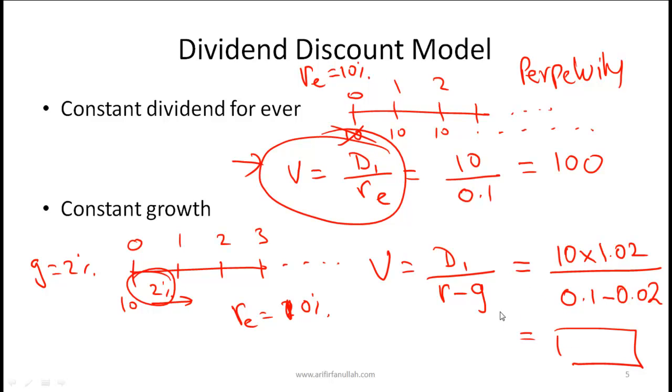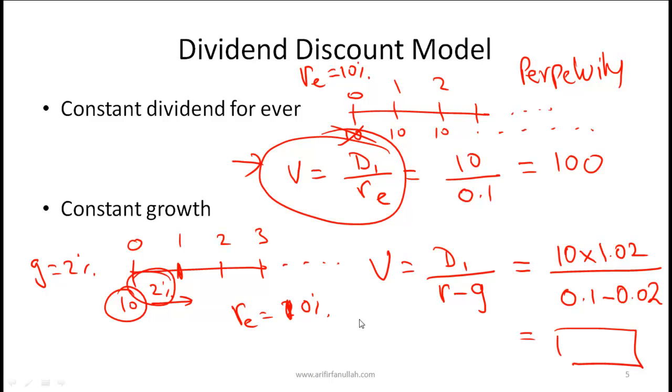But here again, note that we did not use this dividend D naught in our calculation, but the dividend D naught was useful in terms of figuring out D1. So this number that we calculate gives us what the share price should be at time 0.